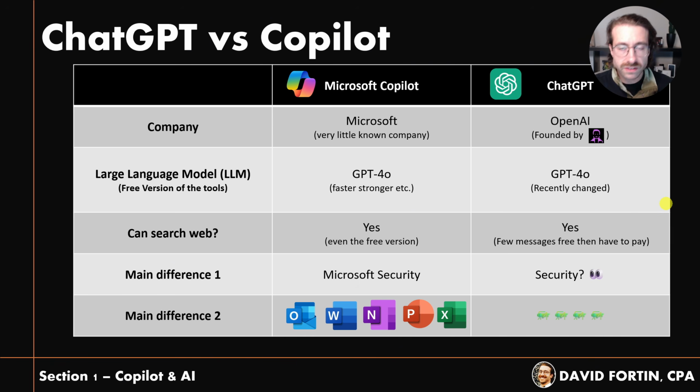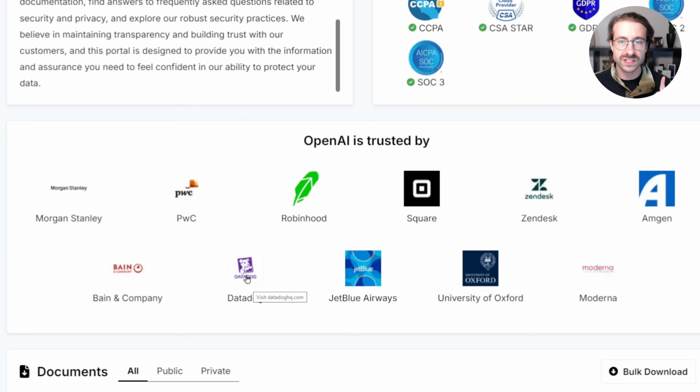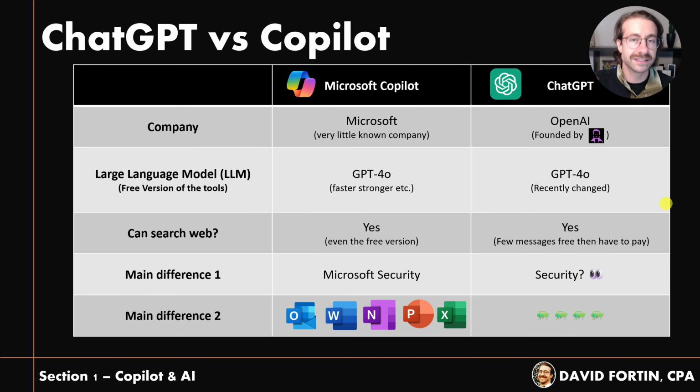And you know, lots of companies trust ChatGPT. We have Morgan Stanley, PwC, Moderna, Datadog, Square. A lot of big companies also trust ChatGPT, or OpenAI, I should say. So it doesn't mean that ChatGPT isn't secure. They have a huge security portal for customers on their website. I invite you to have a look at that and talk to your IT department before making a choice. But today we're talking about Microsoft Copilot, and the Microsoft security is actually the promise of Microsoft.